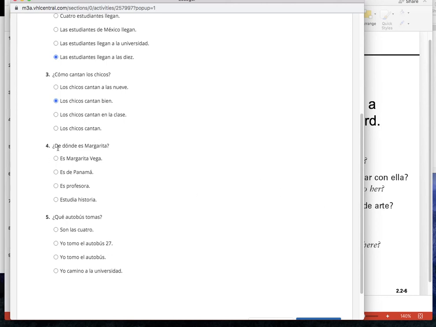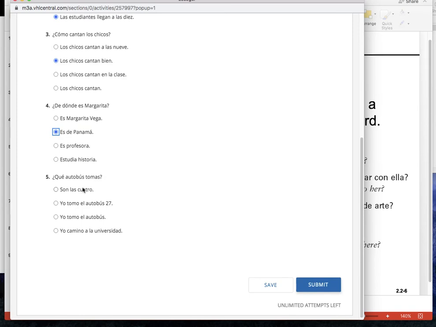Okay, número 4. ¿De dónde es Margarita? So here are the options. Es Margarita Vega, es de Panamá, es profesora, estudia historia. Pause. We're back. So de dónde es Margarita, right? We want to know where she's from. So, of course, es de Panamá. Right? From where is Margaret? She is from Panama.